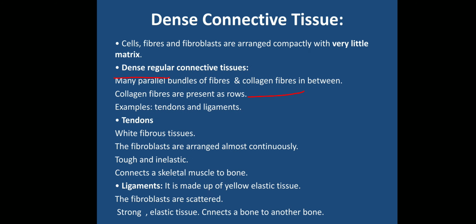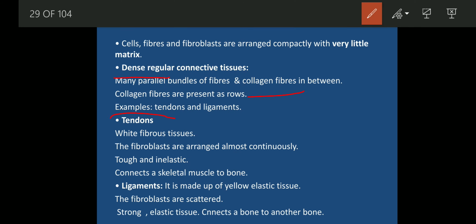Dense regular can again be of two types. It can be tendons. Now these tendons consist of white fibrous tissues. Keep it in mind, it may be asked in a question, and normally it is asked. So tendons are basically tissues which contain white fibers. As I already told, they consist of collagen. It is the collagen which is responsible for tensile strength. The fibroblasts are arranged almost continuously, and hence they form a dense structure. Tough and inelastic, providing higher tensile strength.